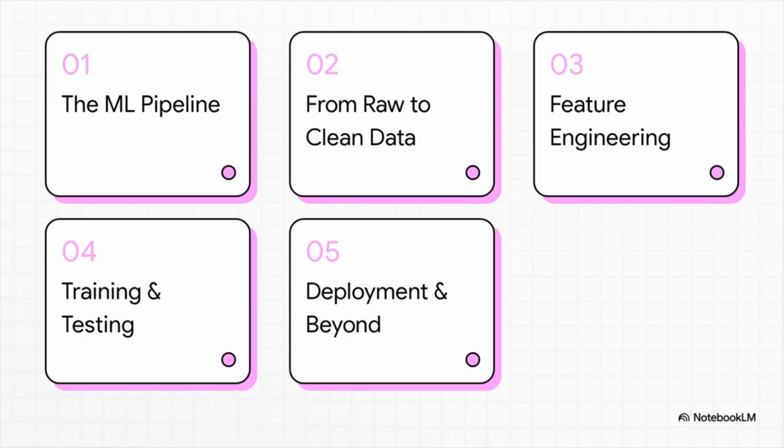So here's our roadmap for this whole journey. First, we'll look at the blueprint, the pipeline itself. Then we'll get our hands dirty and forge our foundation by cleaning the data. After that, we get creative with something called feature engineering. Then we'll test its strength in the gauntlet of training. And finally, we launch our creation out into the world.